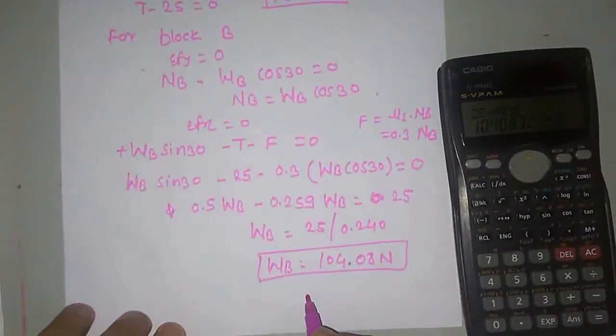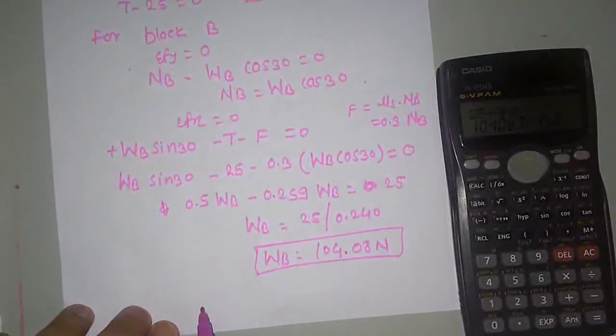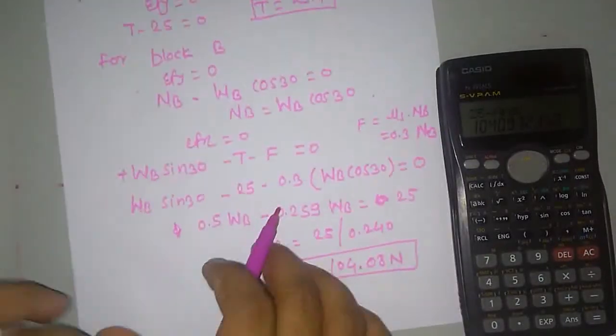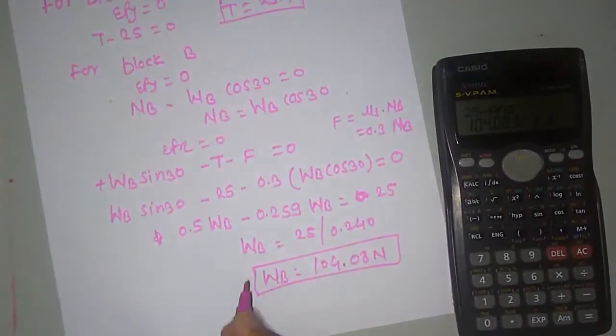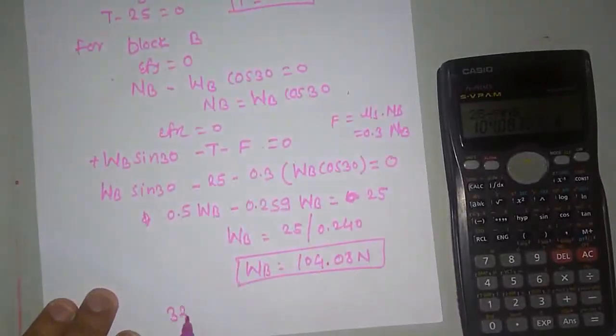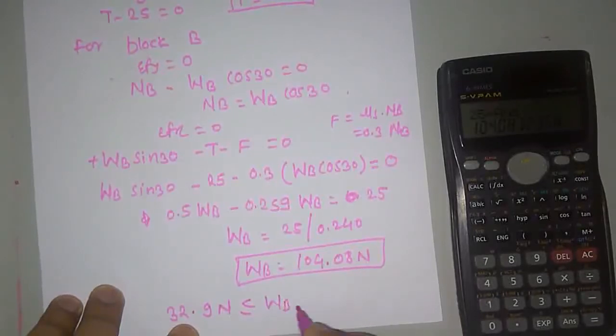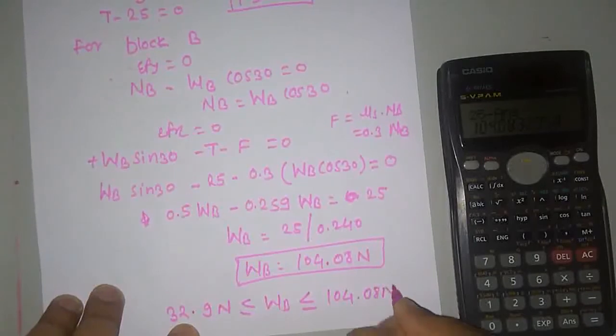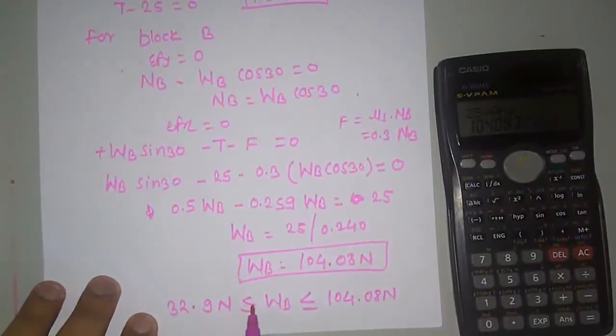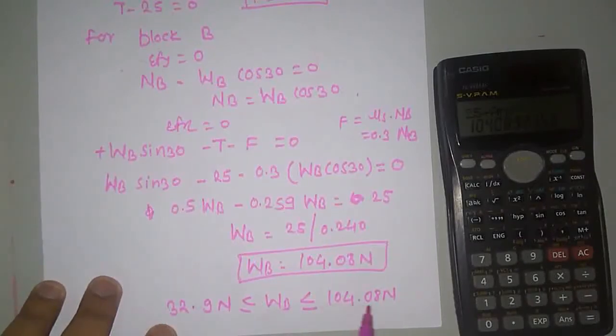To summarize, here you got the minimum value, 32.9 Newton, which is less than or equal to WB. And what is the maximum value? 104.08. So this is the range of values of the weight of block B such that your system will be in equilibrium.